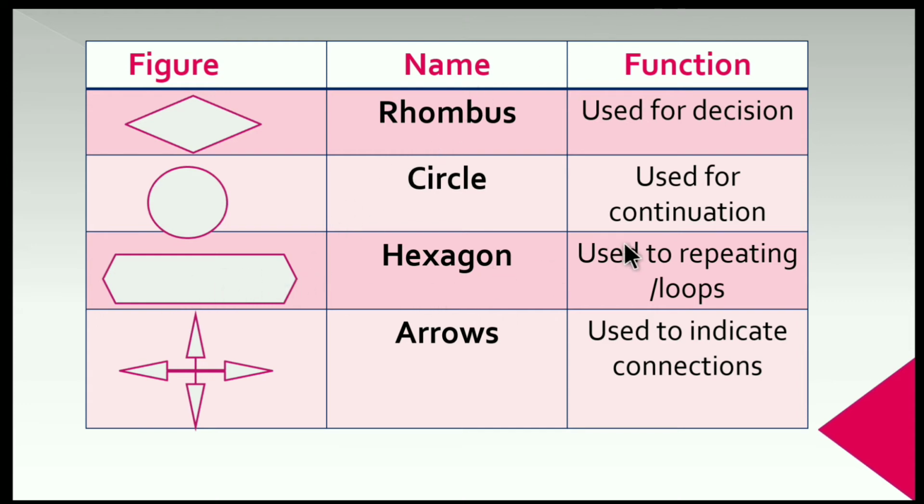This is a hexagon. The hexagon is used for repeating or loops. For the repetition purpose we are using the hexagon. If we want the condition to be checked again and again, for that purpose we use it. These are arrows. Arrows are used to indicate connections. For each connection we use the arrows.